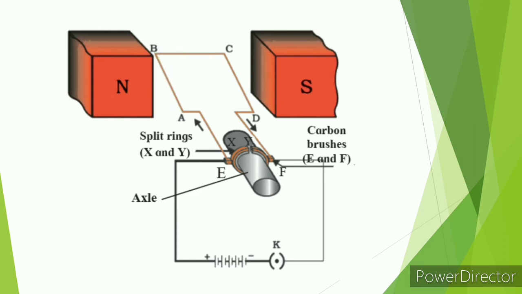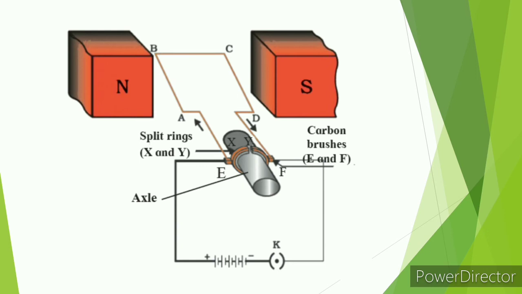The current in the branch CD is in the opposite direction to that in the branch AB, and therefore the force exerted on the branch CD is in upward direction. Thus, the loop and the axle start rotating in an anti-clockwise direction, and the current in the loop starts flowing in the direction A, B, C, D.